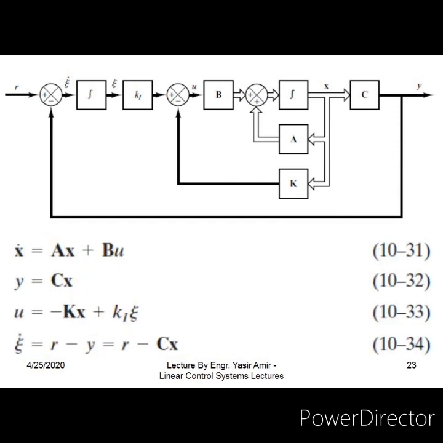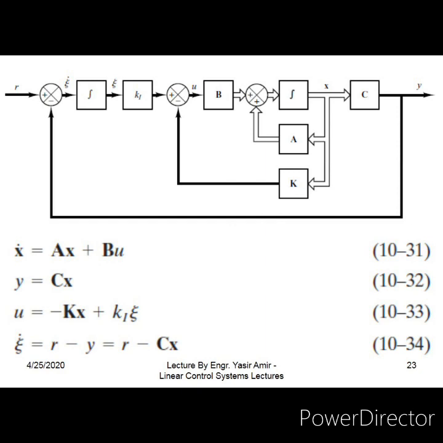Now here in this slide, you can see the state equations. It's the same block diagram which we have just seen. We have the state equations. x dot equals Ax plus Bu, the state variable model of the given plant. Then y equals Cx. Then we have the control law. u equals minus Kx plus K1 xi. This is something new and different. K1 is multiplied with xi, as you can see, and the K matrix is multiplied with x: minus Kx plus K1 xi.